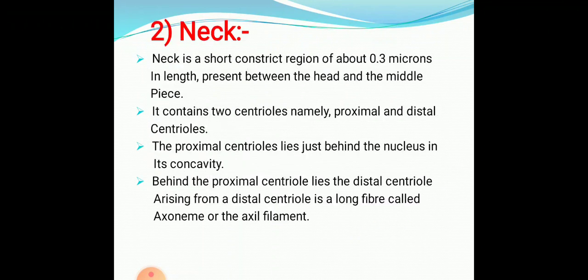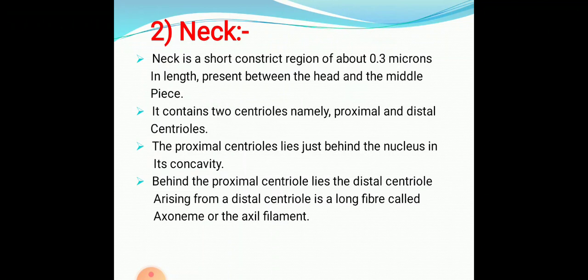Next, the second part is the neck. The neck is a short and constricted region of the sperm, measuring about 0.3 microns in length and present between the head and the middle piece. It is only 0.3 microns in length. So that short part is called a neck. And the neck contains 2 centrioles. The centrioles are present in the neck region.